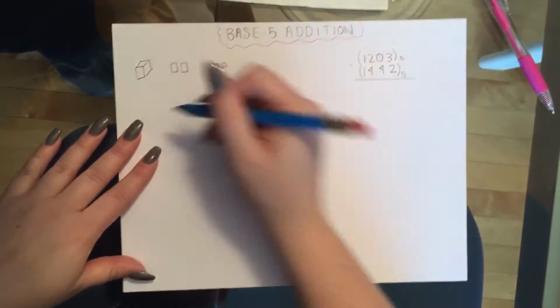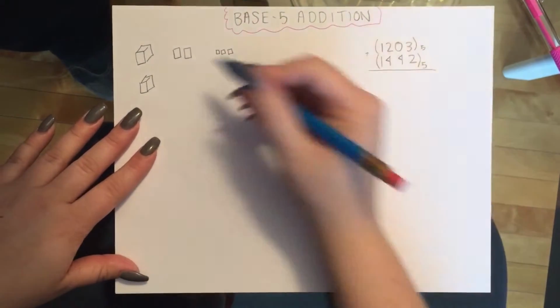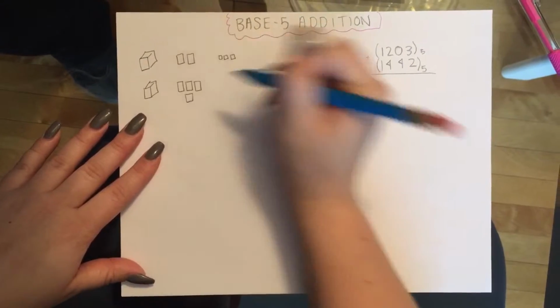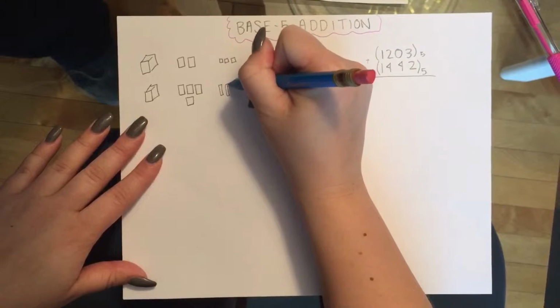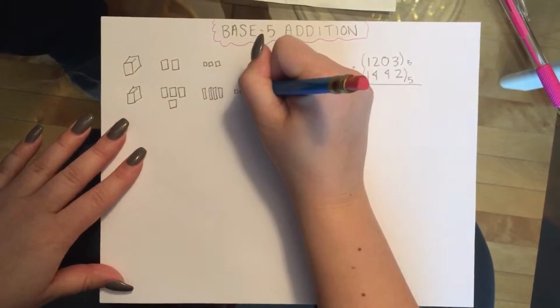For the second number, we have 1 125 block, we have 4 25 blocks, we have 4 5 blocks, and we have 2 unit blocks.